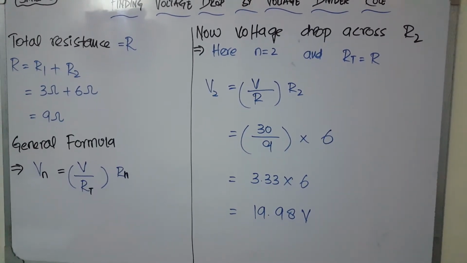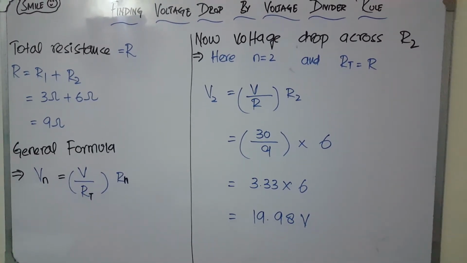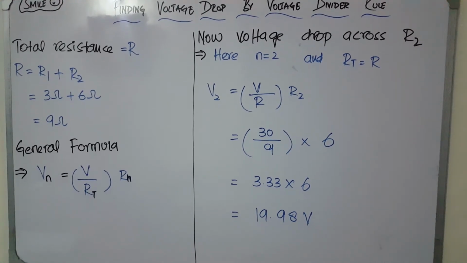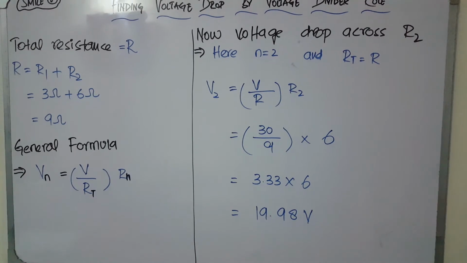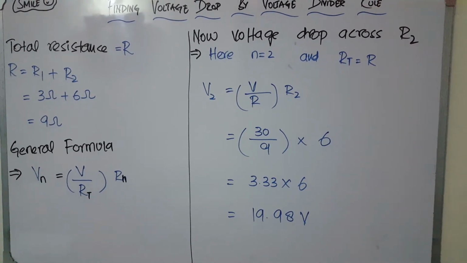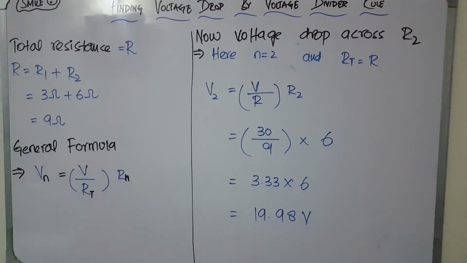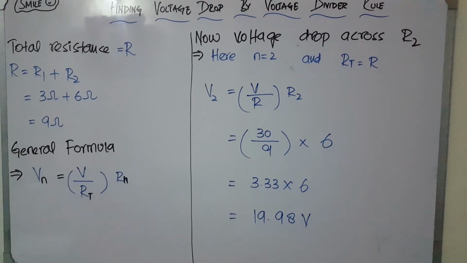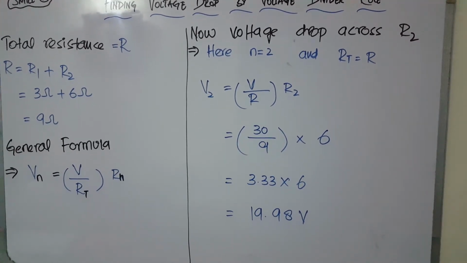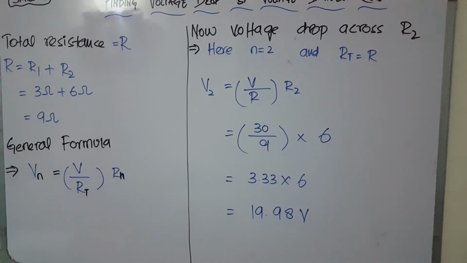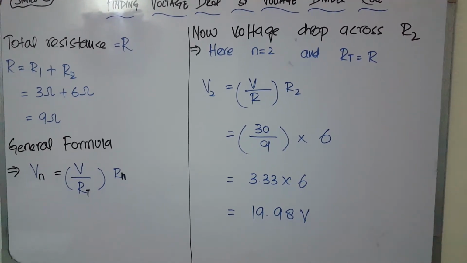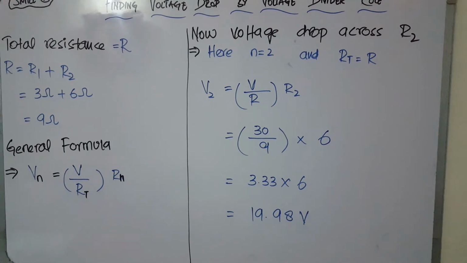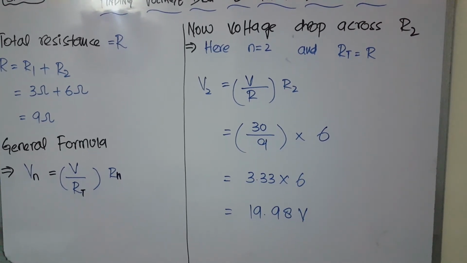In the previous method we calculated the current first, and after that we found the voltage drop across that resistor. But in the voltage divider rule, we have not defined the current. We just put in the values of the total resistance and the total voltage, and the resistor for which we have to find the voltage drop, and the voltage drop across that resistor will be calculated quite easily.